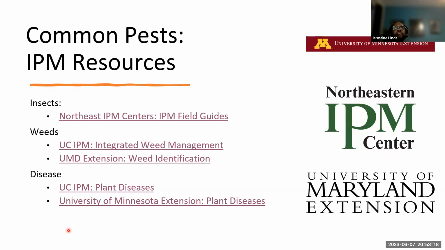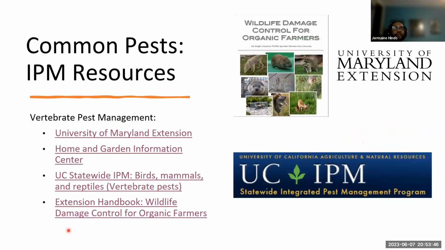And next, I just have some IPM resources. So the Northeastern IPM Center is a good resource with different field guides. University of California IPM has extensive fact sheets. And so even though it's California, they have similar species and similar guidelines. University of Minnesota Extension has a plant disease page with identification resources. Maryland Extension has some pretty good resources. And this is just there to check out if you want to use this PowerPoint as a reference.